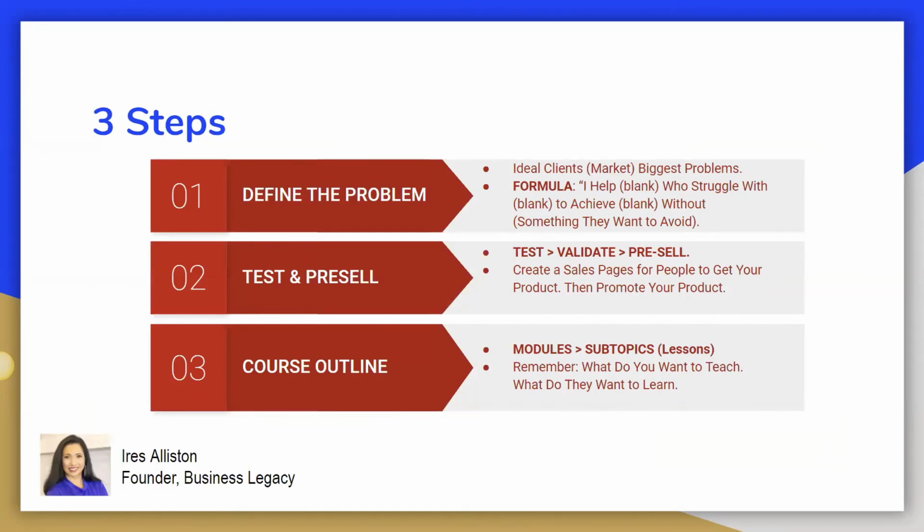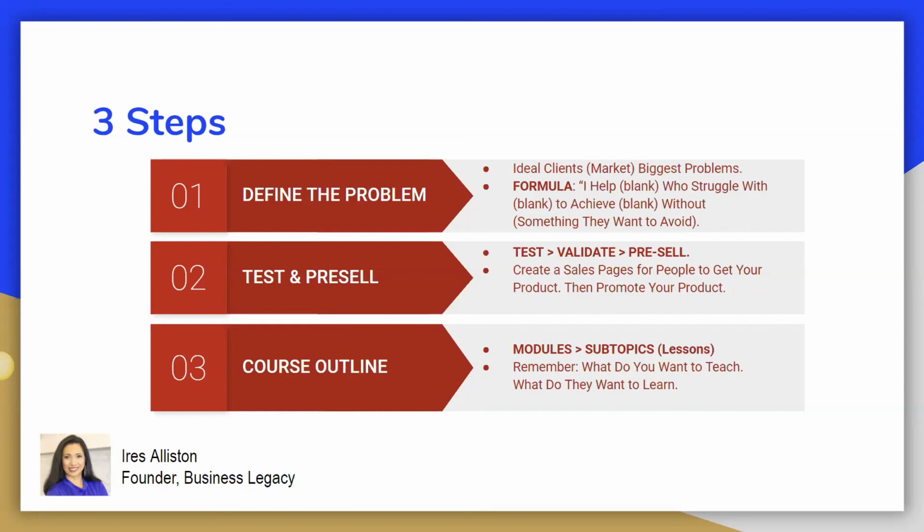All right, so let's go ahead and summarize today's training. Number one is to define the problems your ideal clients are currently struggling with right now. I want you to pick the top 3 painful problems they have and how you will solve those problems. I've also given you the formula: I help your ideal clients who struggle with whatever it is they struggle with to achieve something without something they want to avoid. That's the formula, and remember that you can utilize that formula as your elevator pitch.